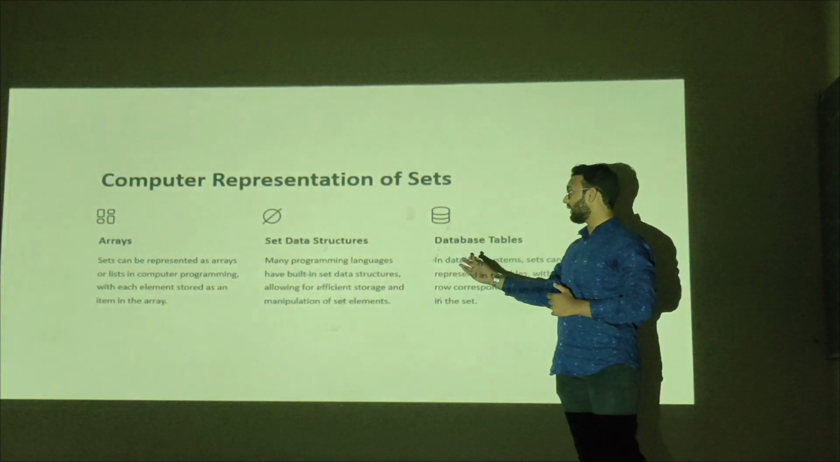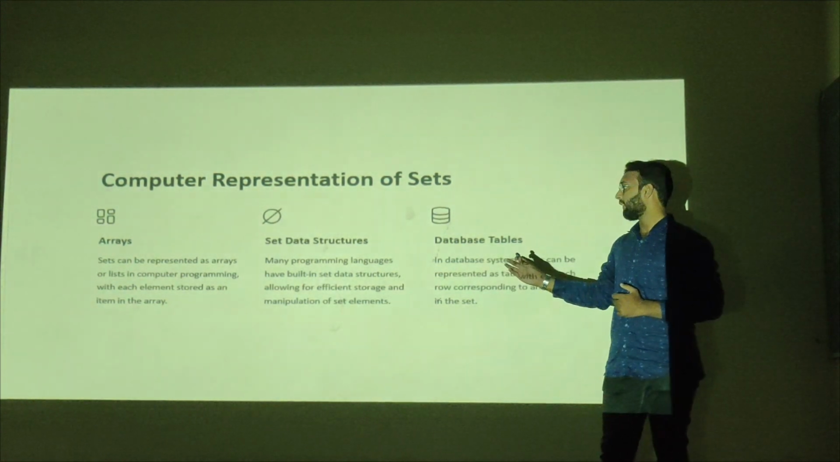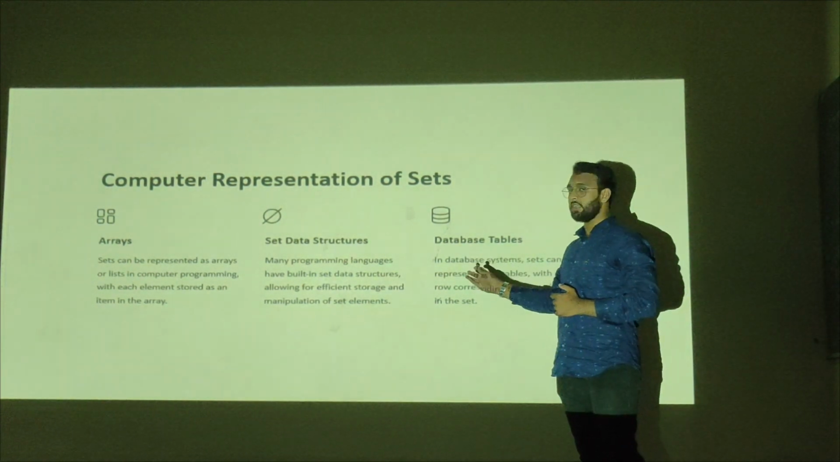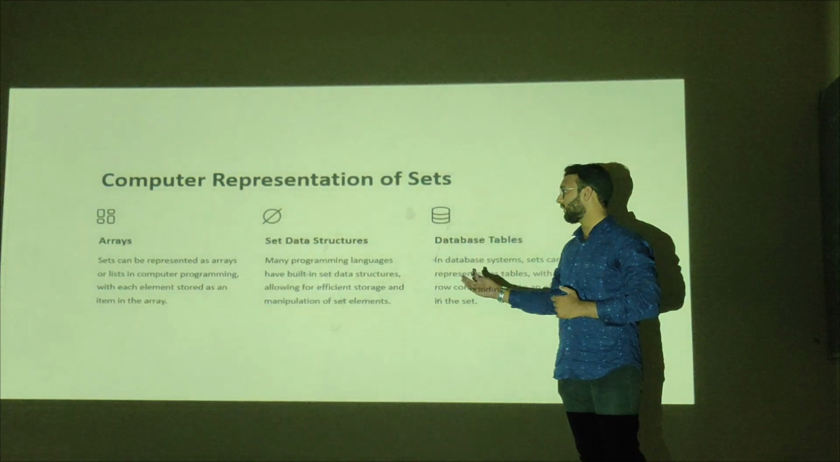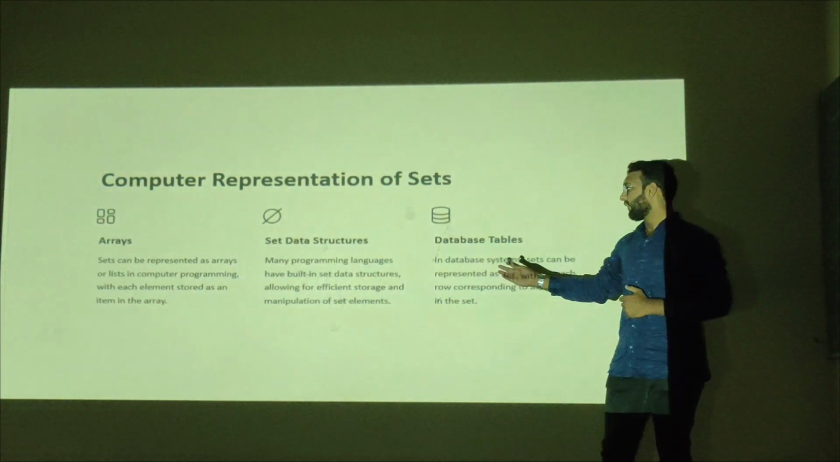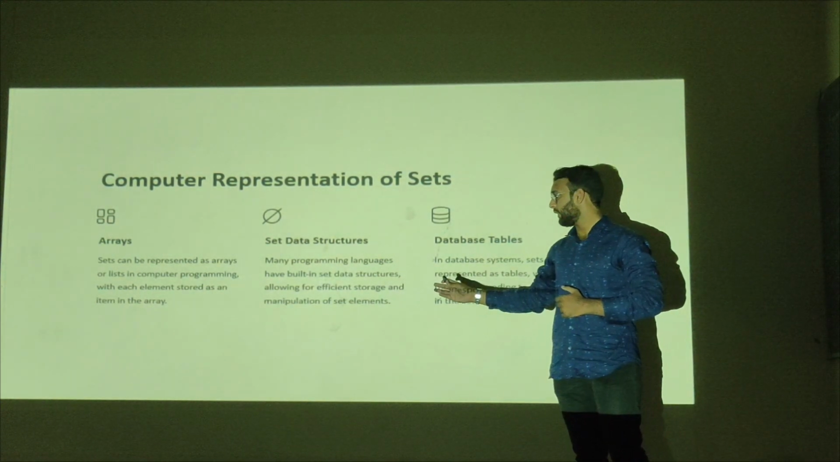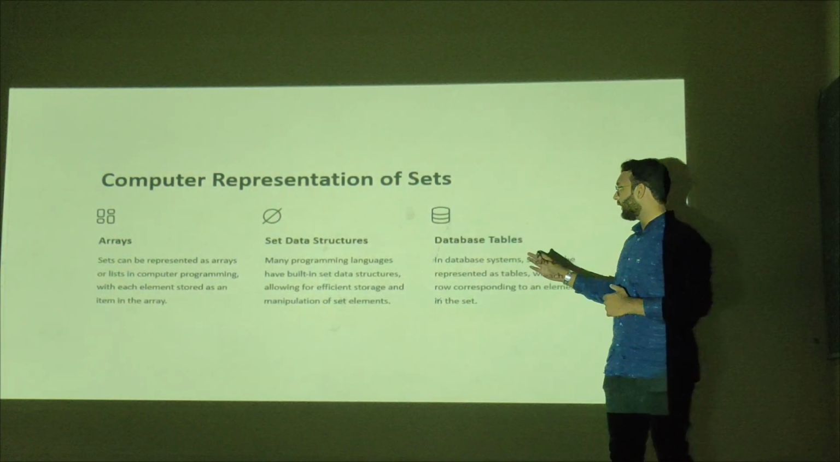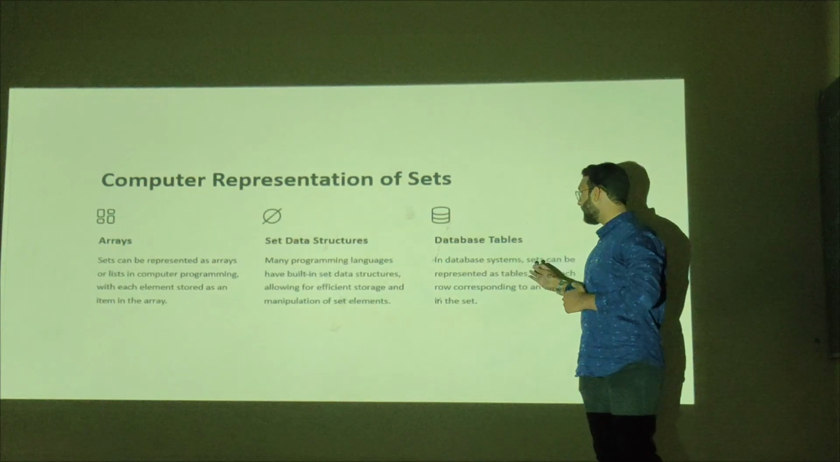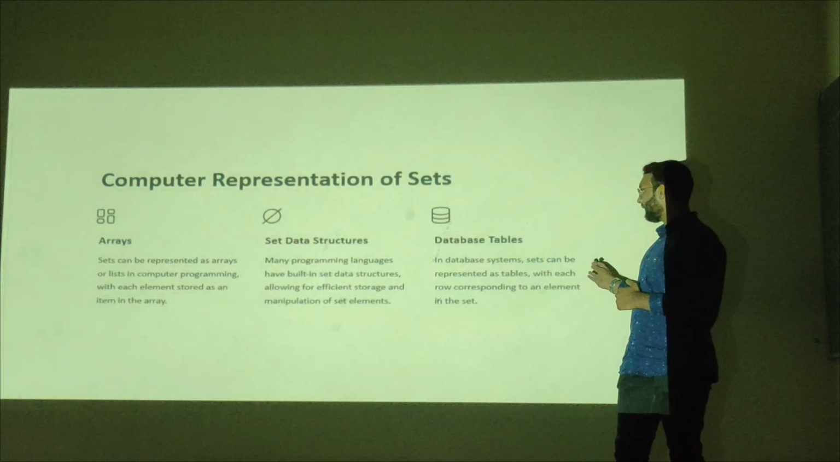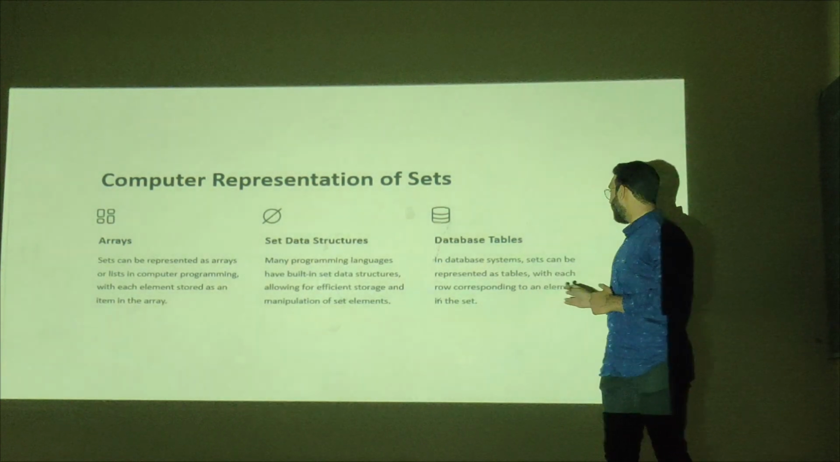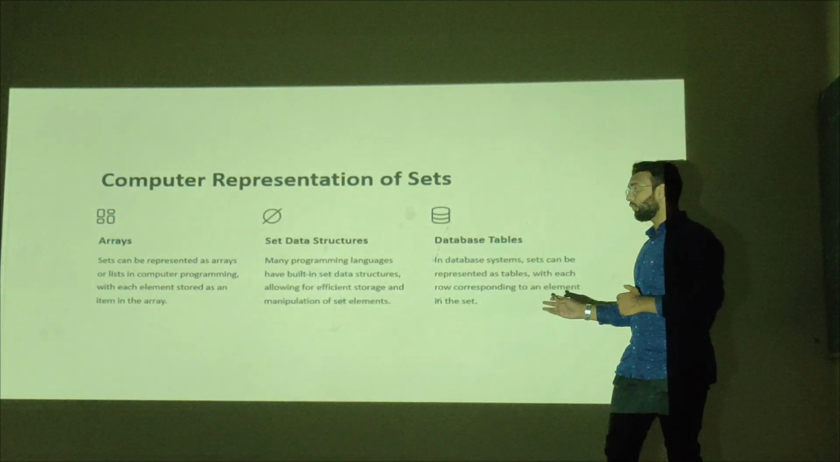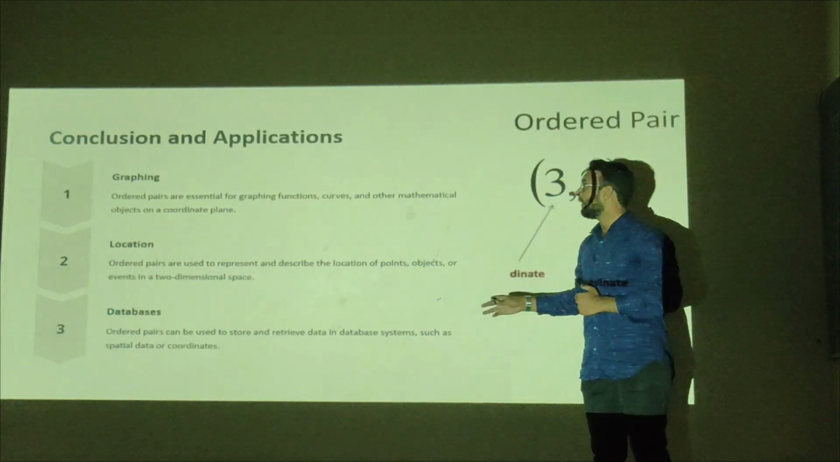Second, we have the set data structures. Many programming languages have built-in set data structures, like Java, C++, etc., which allow for efficient storage and manipulation of set elements. Thirdly, we have the database table. In a database system, sets can be represented in tables, with each row corresponding to an element in the set.